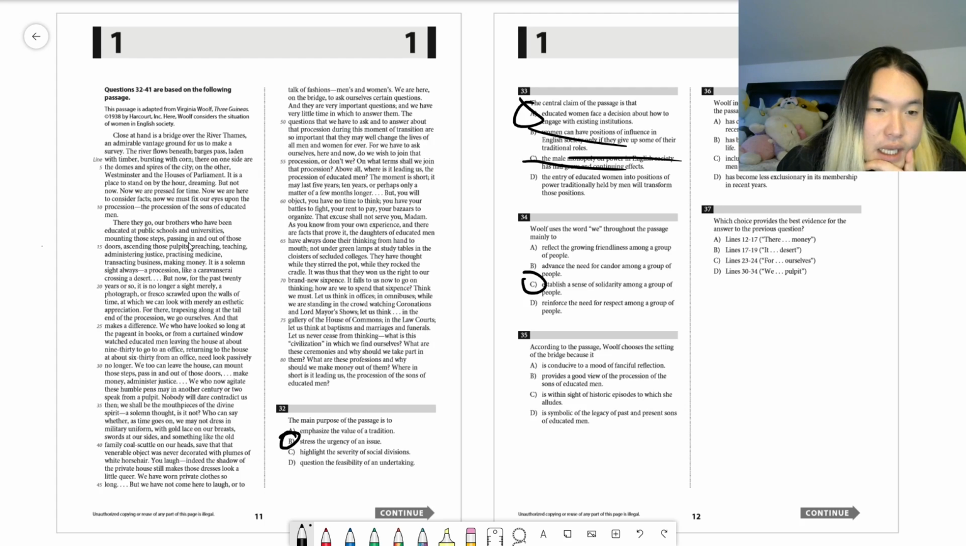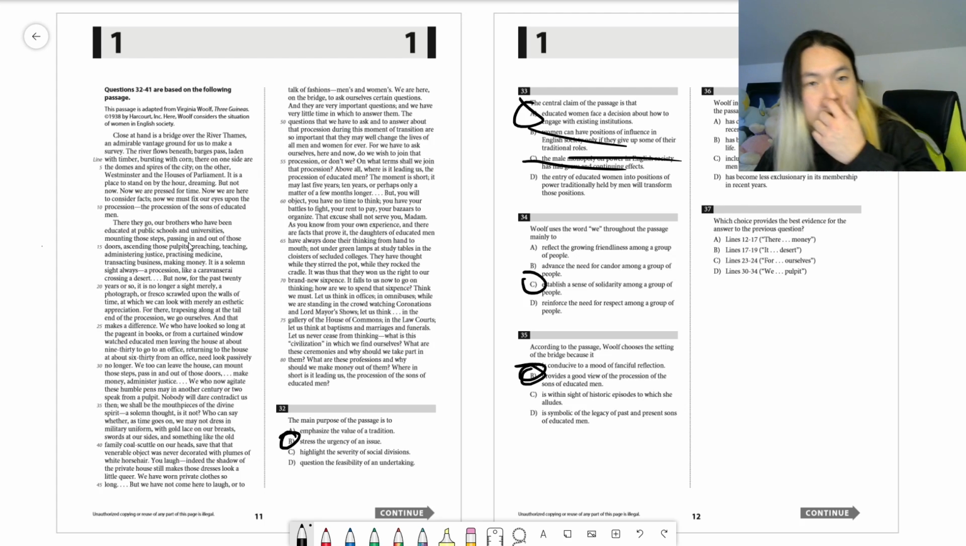A, it is conducive to a mood of fanciful reflection. Yeah, it is, but she said that's not why we're here. B, provides a good view of the procession of the sons of educated men. Yes, B. C, is within sight of historic episodes to which she alludes. No. D, is symbolic of the legacy of the past and present sons of educated men. No.